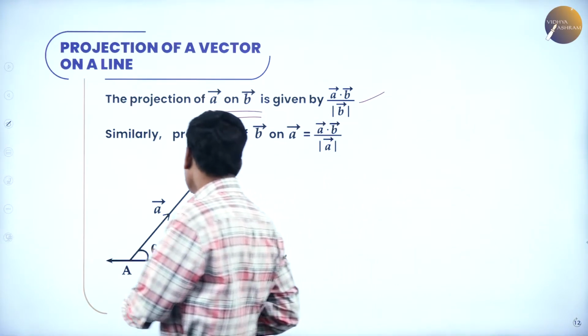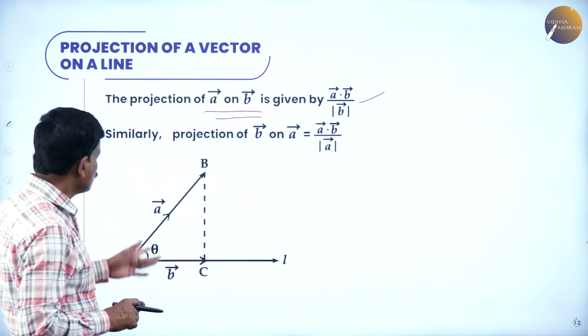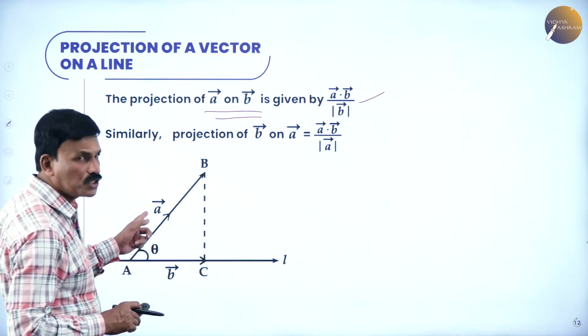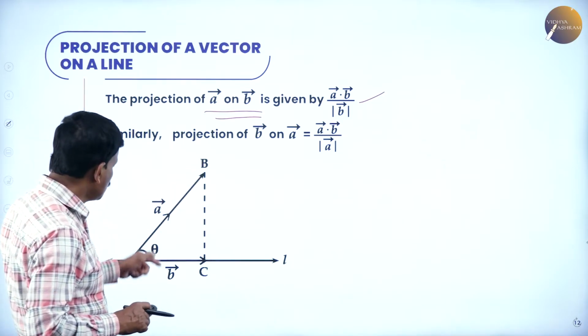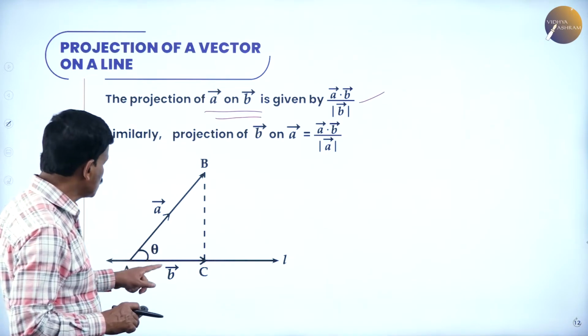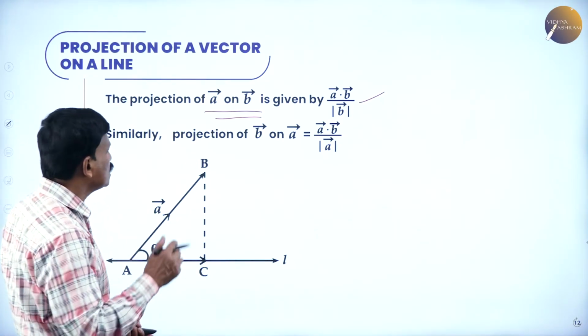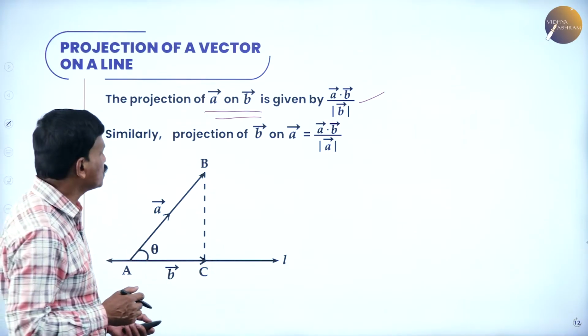This is the projection. So, if A and B are any two vectors, and theta is the angle between the vectors, then the projection of vector A on B is given by A dot B divided by length of B vector. Similarly, the projection of B on A is given by the same A dot B divided by length of A vector. So, this is how we are going to find the projection of vectors.